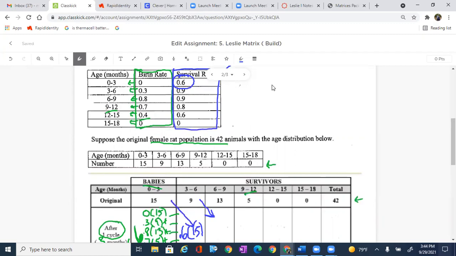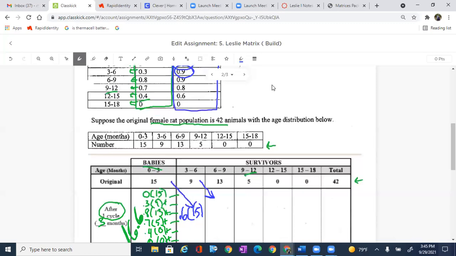We're going to say, okay, well, we know that we have 3 to 6 months that are going to transition. Their survival rate is 0.9. So those 3 to 6 months are going to become 6 to 9 months. And I'm going to say, okay, well, their survival rate is 0.9, and there were 9 of them.